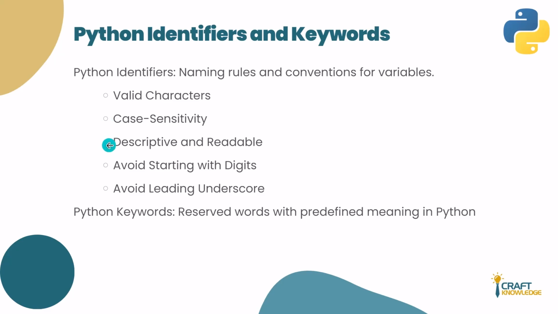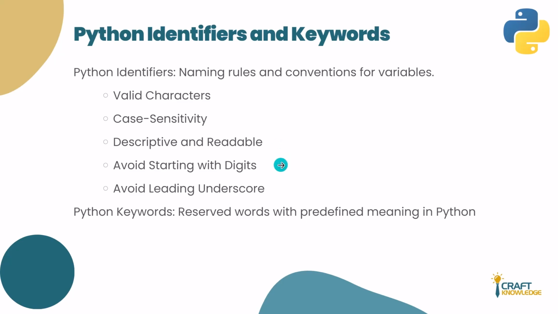Then it has to be descriptive and readable. Well, this is not a requirement by the Python compiler, but the Python community says that you should not be naming your variable like XYZ or ABC or something like that. It has to be descriptive, it has to be readable. Just like if a kid is born, you don't name it ABC or XYZ, right? You give it a proper descriptive and readable name.